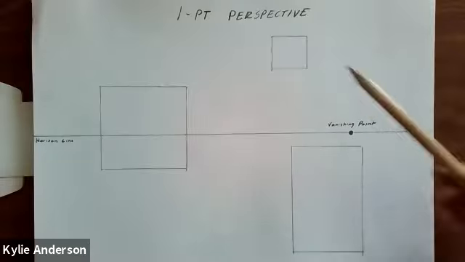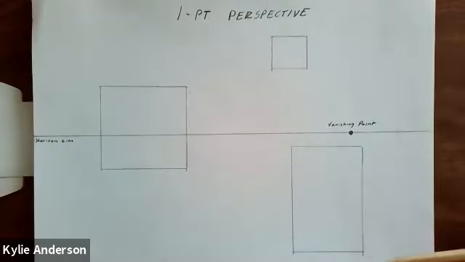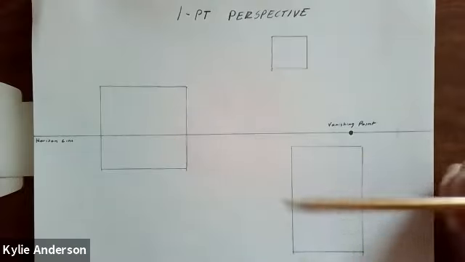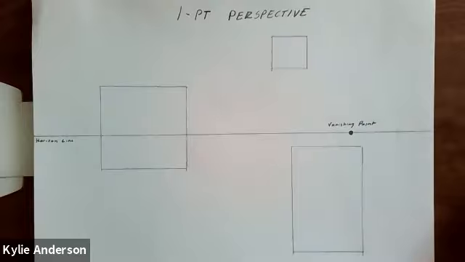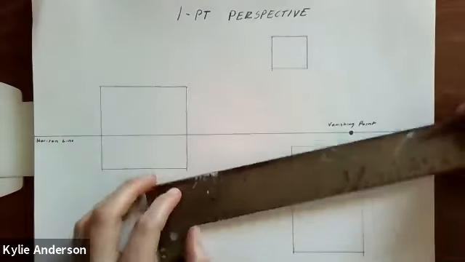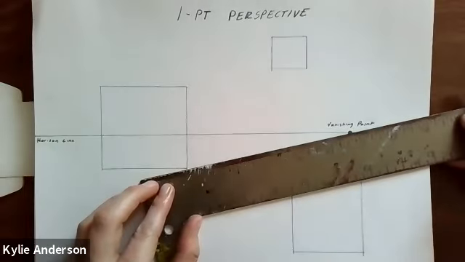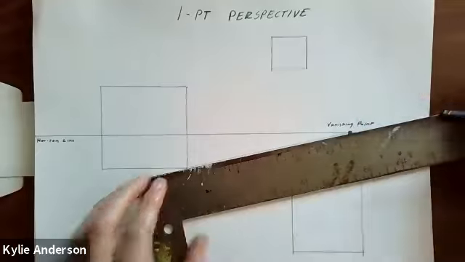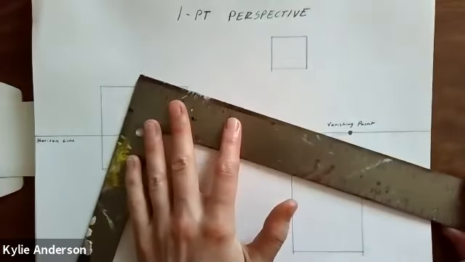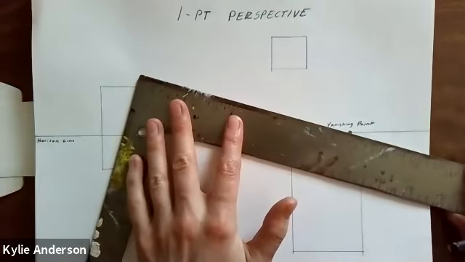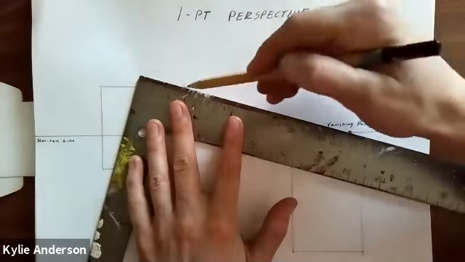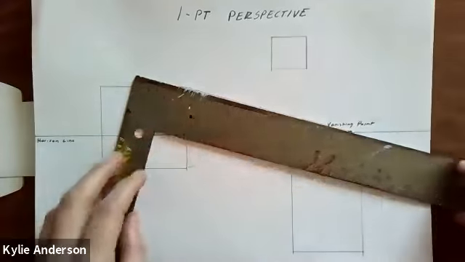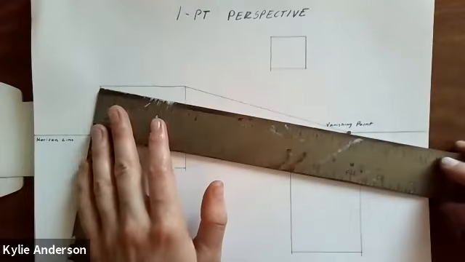Then I've drawn 3 boxes, and these will be the fronts of my cubes, and I can draw those anywhere below, on, or above the horizon line. My next step is to take a straight edge, and I will connect all 4 corners of each cube to my vanishing point. These are called orthogonal lines, these diagonal lines that point at the vanishing point.